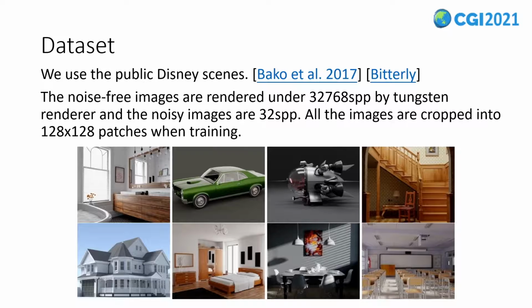Part 3. Evaluation. We use public Disney scenes. The noise-free images are rendered under 32,000 SPP by the tungsten renderer, and the noisy images are rendered under 32 SPP. All the images are cropped into 128 patches when training.